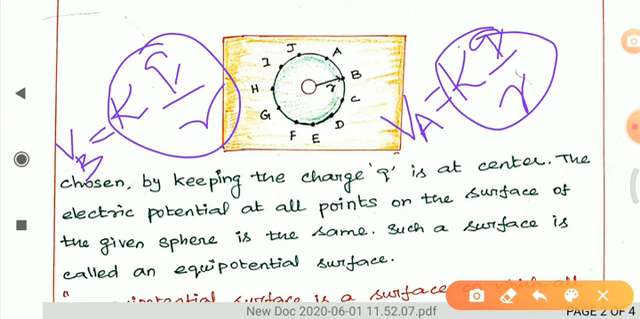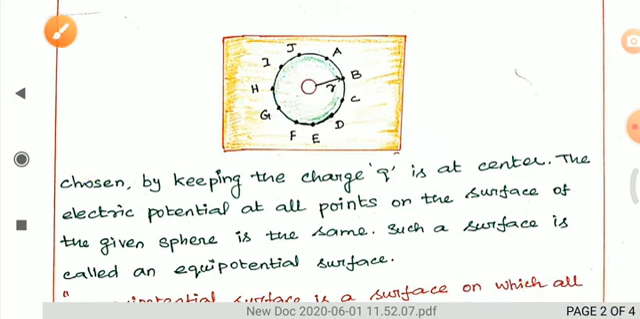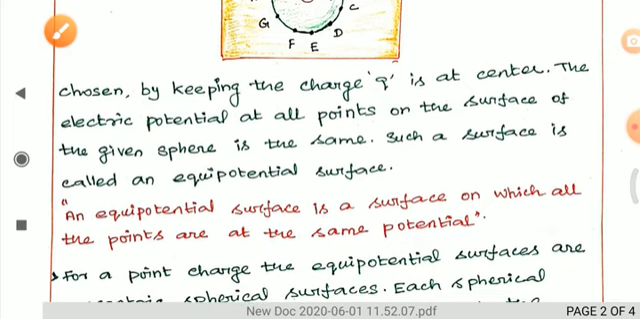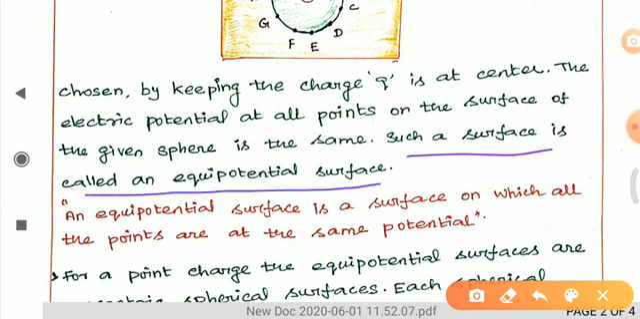Why? Because K is common for all the equations, and Q is the charge kept at the center. It will not change. The distance from the point charge Q to all the points on the particular surface is also the same, so there is no change in the value of K, no change in the value of Q, and no change in the distance. Then we can conclude that the potential at all these points on the particular surface will be the same. Such a surface is called an equipotential surface.